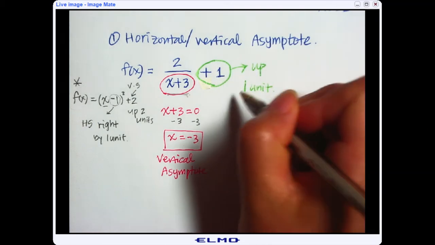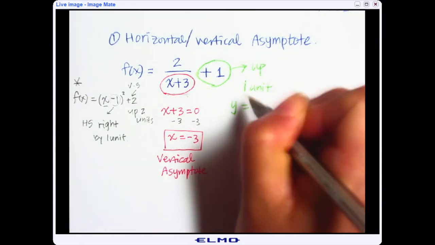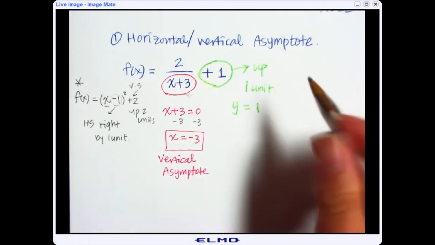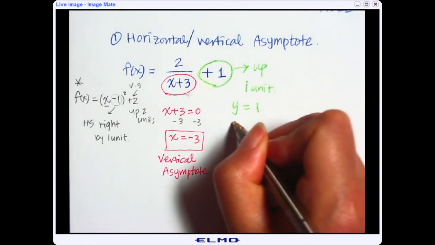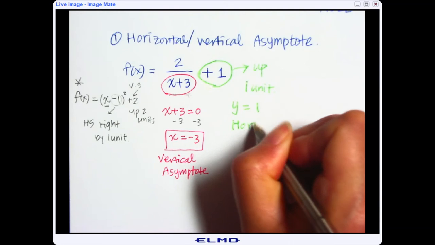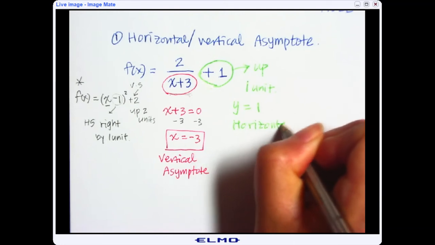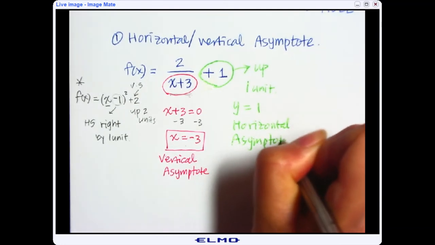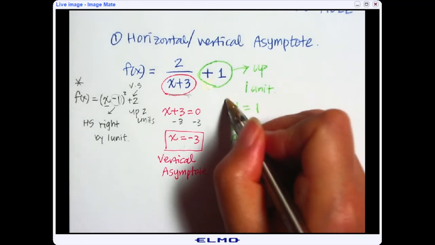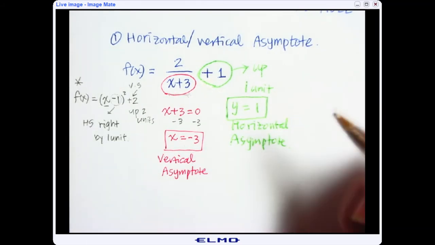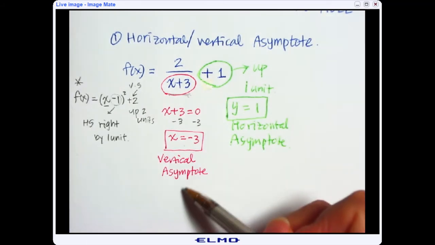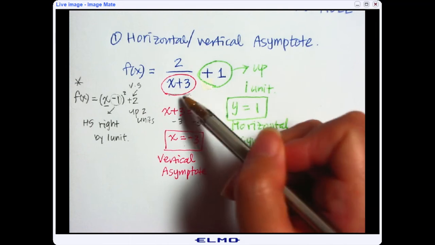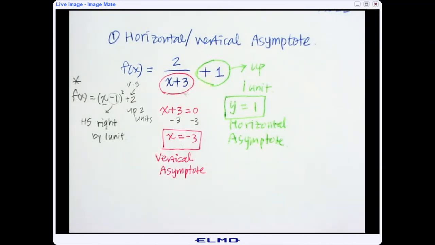Now, y equals 1 is the horizontal asymptote. So now I can verify horizontal asymptote and vertical asymptote from the given equation here.